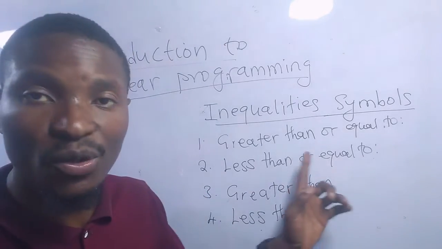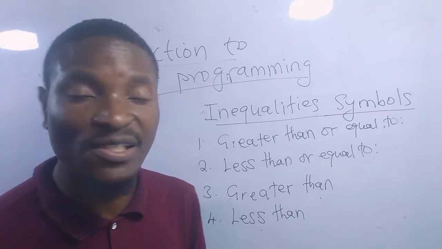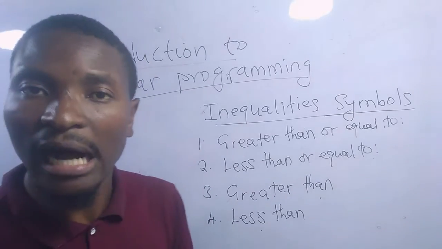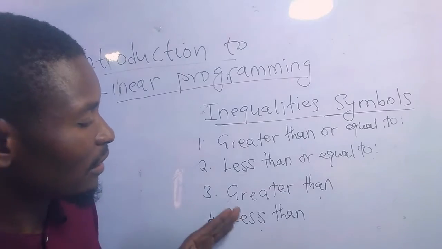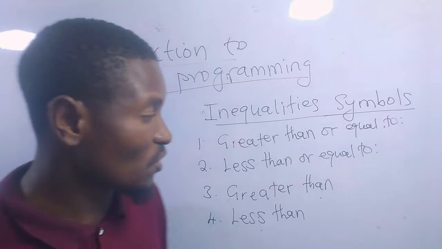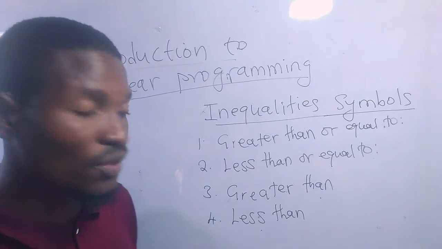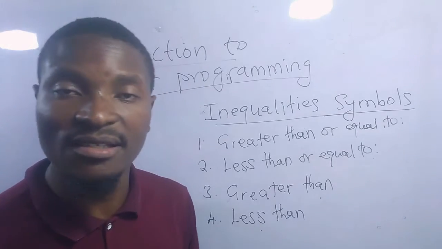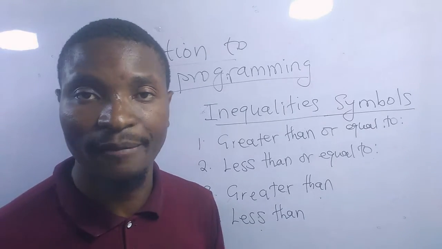And then less than or equal to. So again, what is the symbol for that, and what does it look like? And then also we have the last two: greater than, and also less than. So what do these symbols look like, okay?